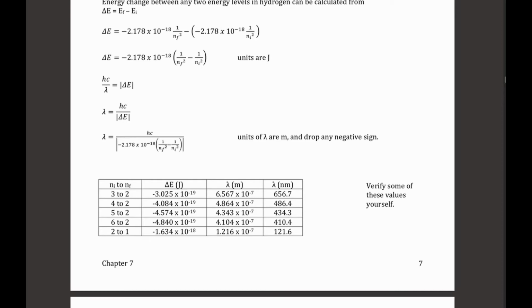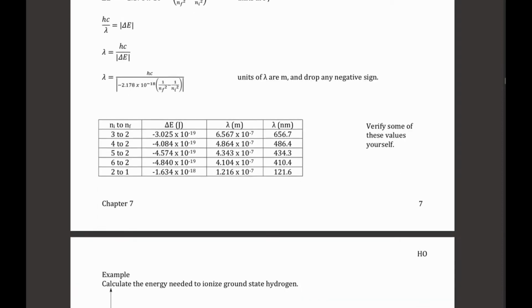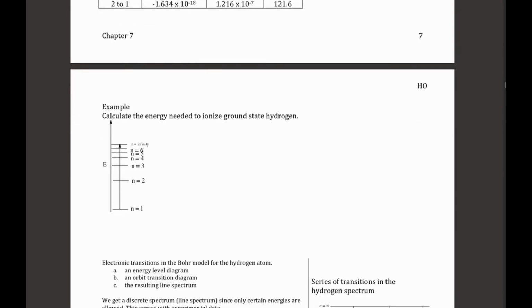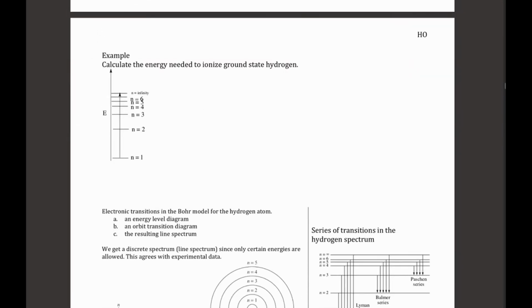The last transition from 2 to 1 is in the UV range. We would not see that with our naked eye. Okay, our next problem that I'll have you stop the video and do now or come back to later is to calculate the energy needed to ionize ground state hydrogen. What that means is to excite the electron from n equals 1 up to n equals infinity. So use the delta E equation to make that calculation.